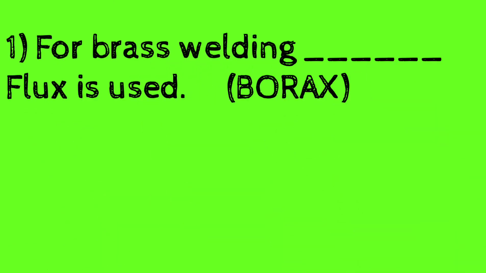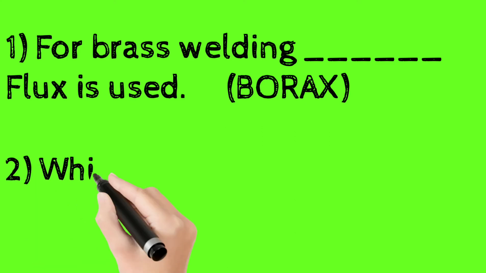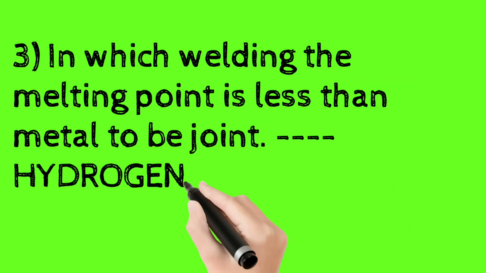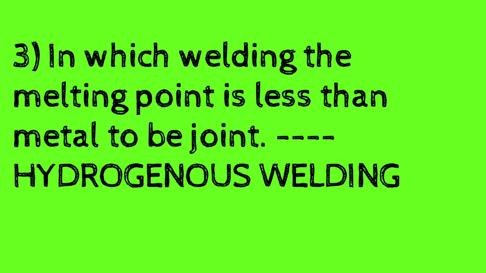Okay, today's first question: for brass welding, which flux is used? The answer is borax. Very important question, friends. Second question: which machine converts AC supply into DC? The answer is rectifier set. Third question: in which welding is the melting point less than the metal to be joined? The answer is hydrogenous welding.